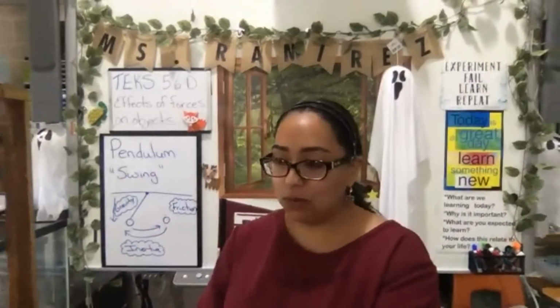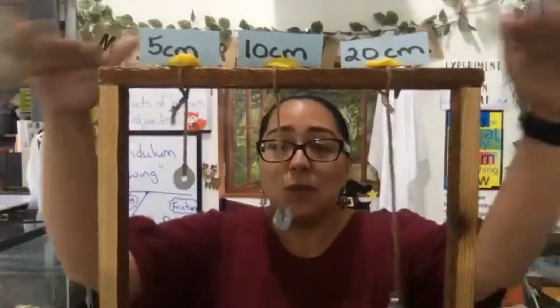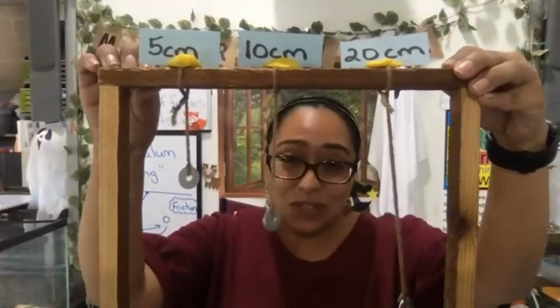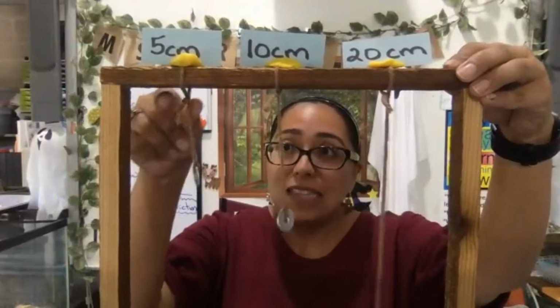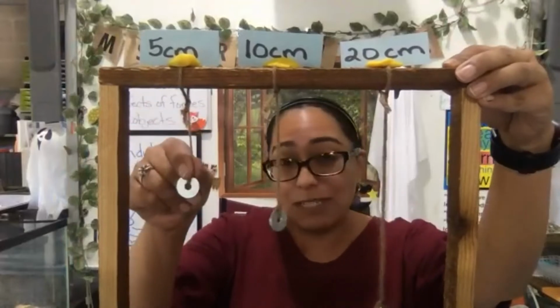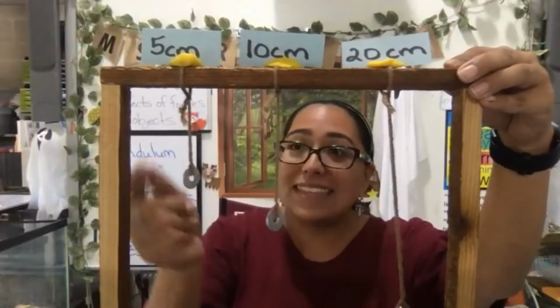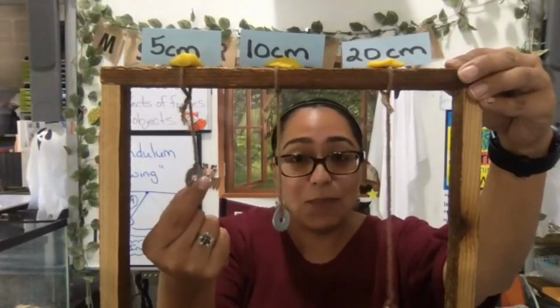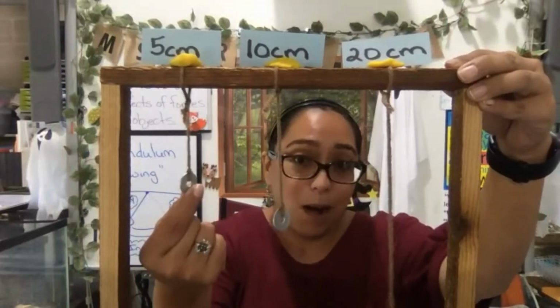So let me show you the pendulum. So some parts of the pendulum, we have this top, which is the support base. Attached to the support, we have the string. The science word for this part of a pendulum is called the arm. And then at the end of the pendulum, we have the swinging weight. The science name for that swinging weight is called a bob.